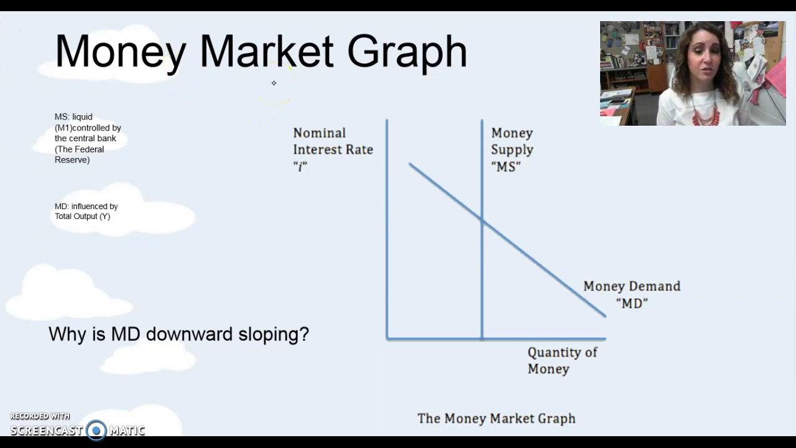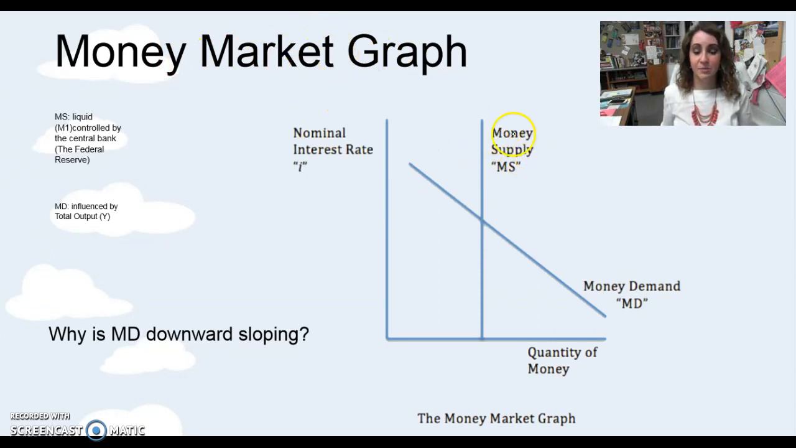Remember, this is different than loanable funds, because loanable funds shows you supply and demand of money in the bank available for loans. Money market is different. It shows you the supply and demand of money not in the bank, the money in circulation. So that's the money market graph, supply and demand.